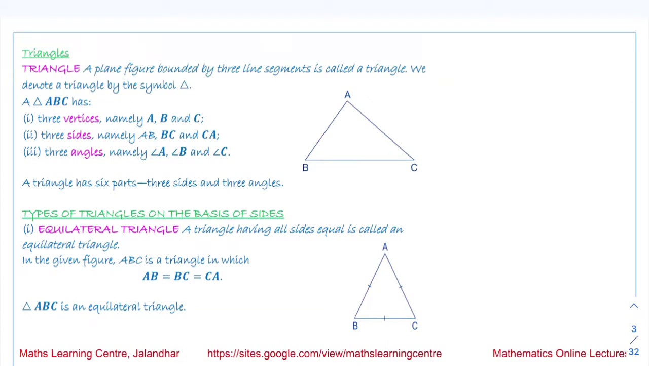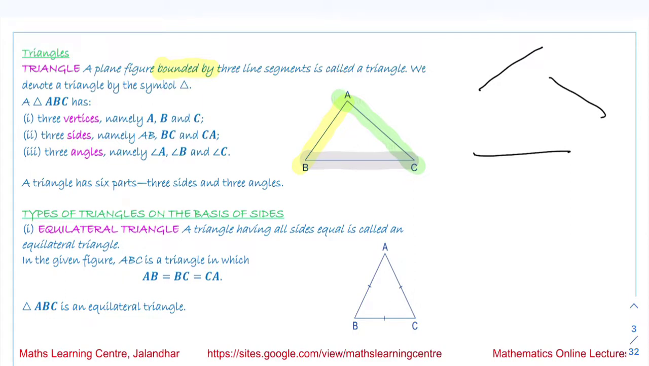It is a plane figure bounded by 3 line segments. Bounded here means that it is a closed figure. 3 line segments may be like this also, but they are not bounding anything. Bounding means that it should be a closed figure. So we are saying the 3 line segments AB, AC, and BC are intersecting at these 3 points. So they are bounding a region. That is called a triangle.